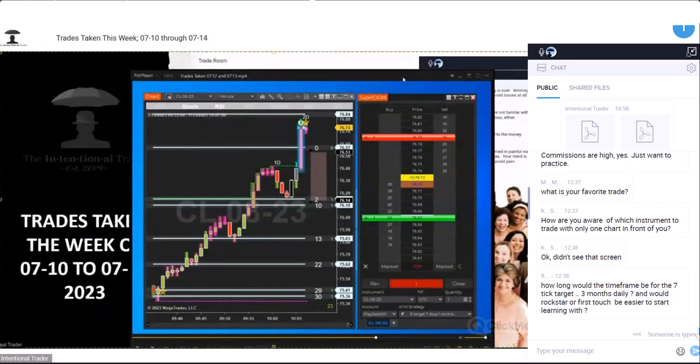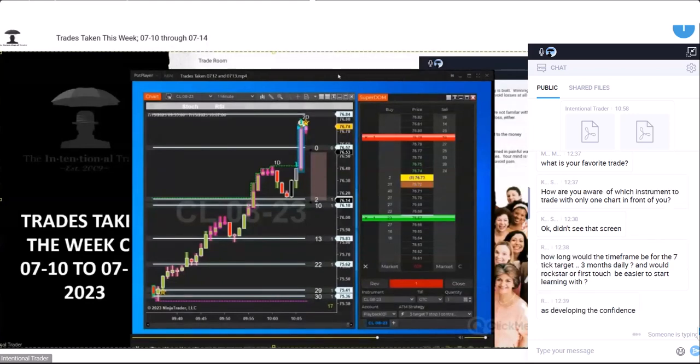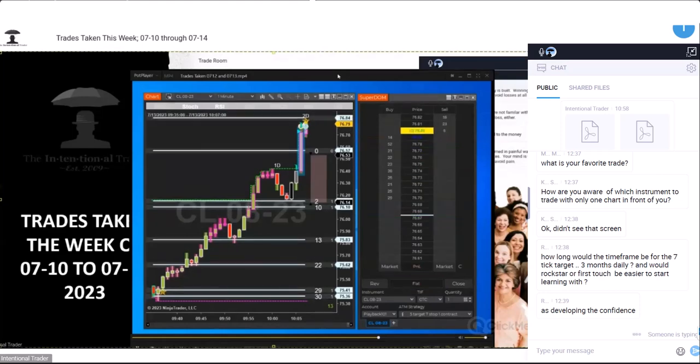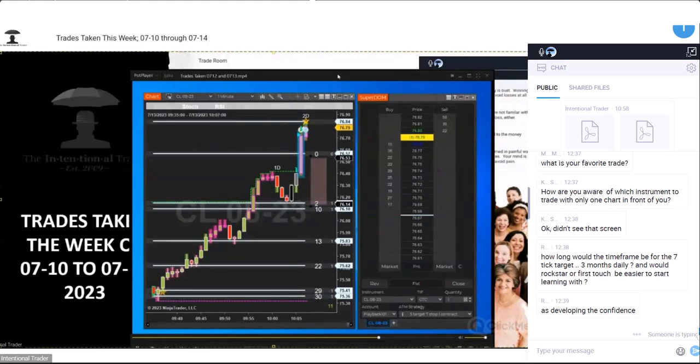How long would the time frame be for the 7-tick target? We trade 1 minute. These are all 1 minute charts. We're expecting things to happen right now. Okay, so I did get stopped on that one.